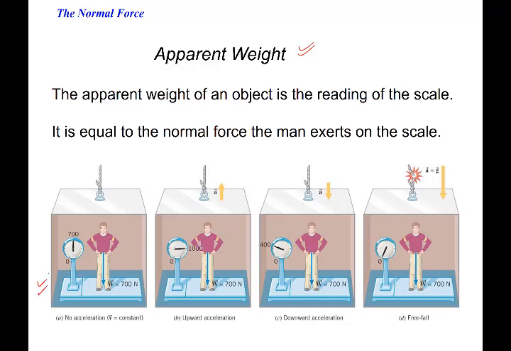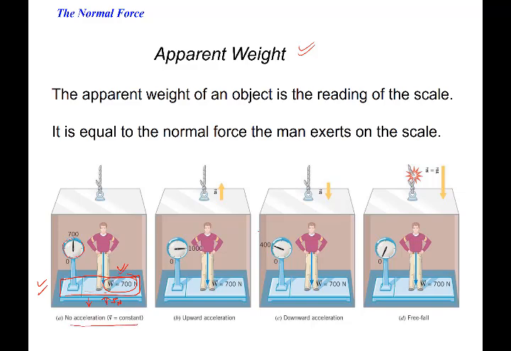If the elevator is at rest and we have a scale that is measuring the weight, this whole thing represents the scale, and there's a normal force acting on it and the weight is acting downwards. So the measurement when it is at rest is exactly equivalent to the weight of the person. So there is no acceleration.